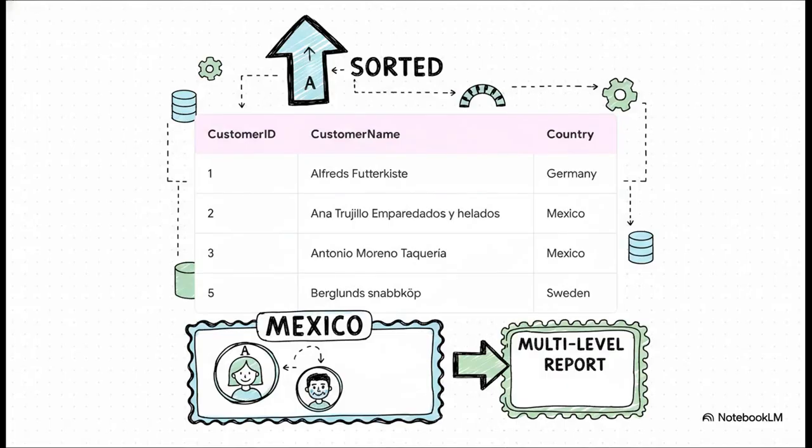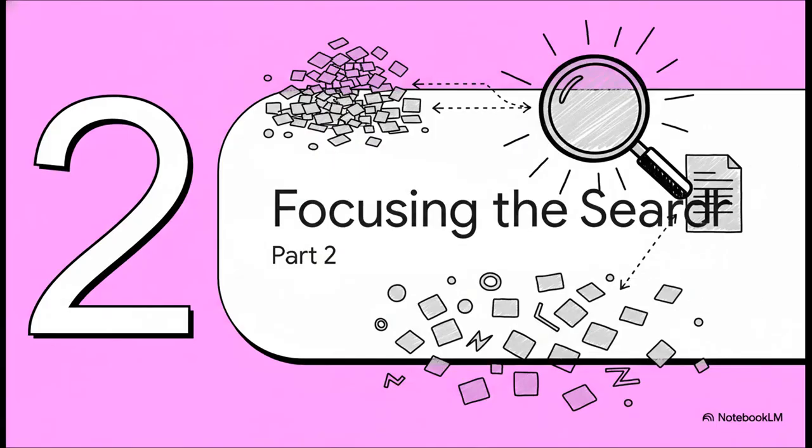And here's the powerful result of that query. Notice the two customers from Mexico aren't in a random order anymore. Ana Trujillo now comes before Antonio Moreno because their names have been sorted alphabetically. This is how you create truly organized multi-level reports. Okay, we've organized our clues. But a good detective knows you don't need to see all the evidence at once, especially when you have thousands of records. So now, let's learn how to focus our search on only the most relevant information.